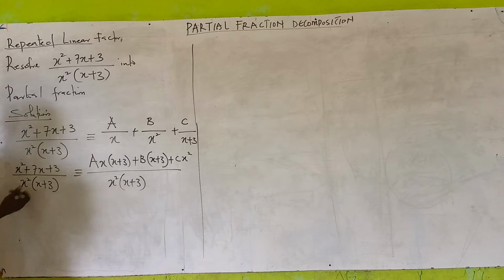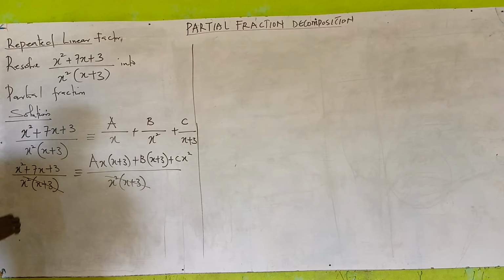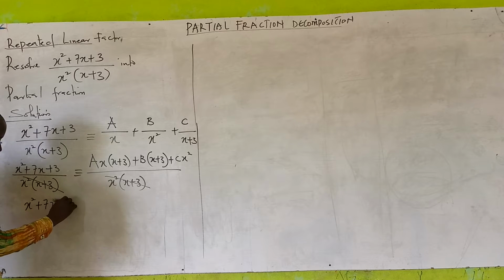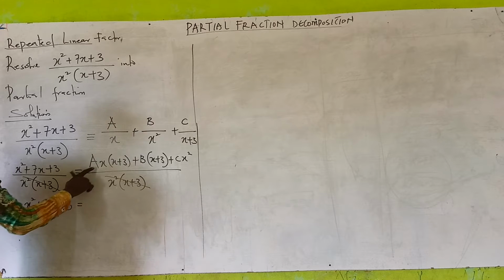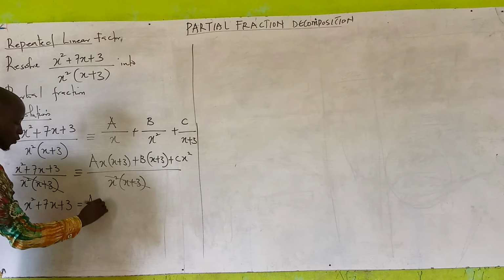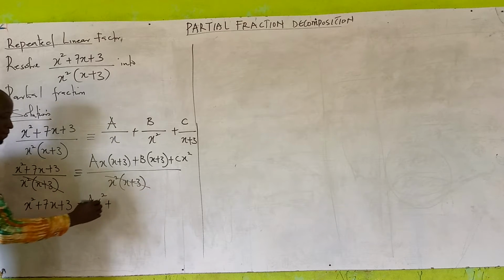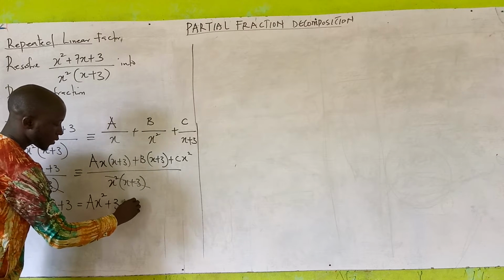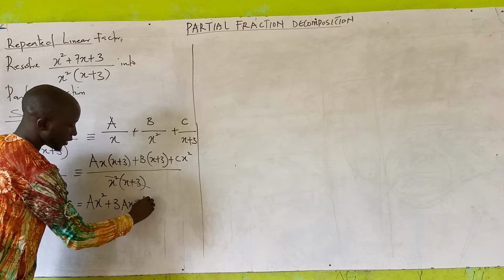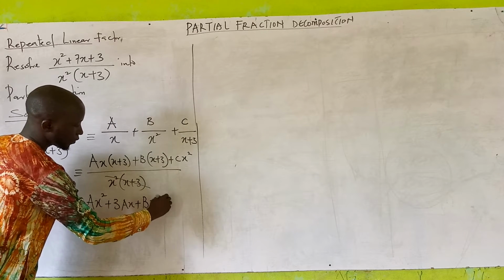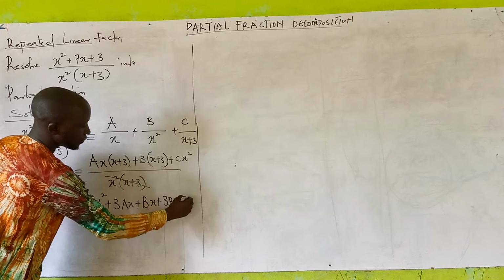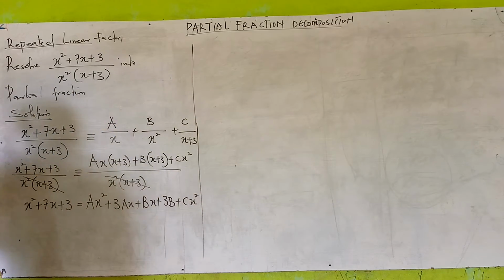And why did I say we do not even need to write this? Because the denominator of the right hand side is the same as the left hand side. Therefore, this will eliminate this. And therefore, we have x squared plus 7x plus 3 equals, let's expand this: Ax times x, Ax squared, plus Ax times 3, 3Ax, plus B times x, Bx, plus 3 times B, 3B, plus Cx squared. Now we're still using our method of comparing the two equations.